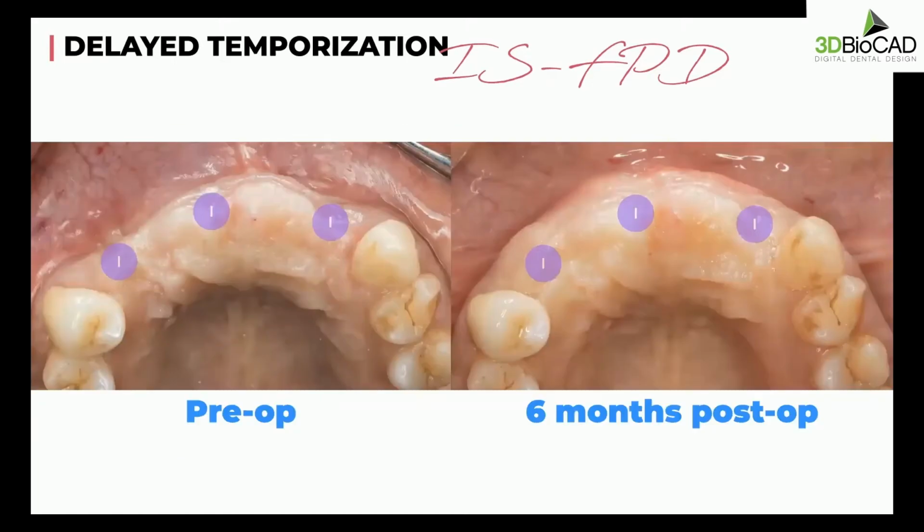And if we look at the 6 months post-op and compare that to the pre-op, what you'll notice is we actually gained enough volume. Now we're ready to shape the soft tissue with our temporary restoration.